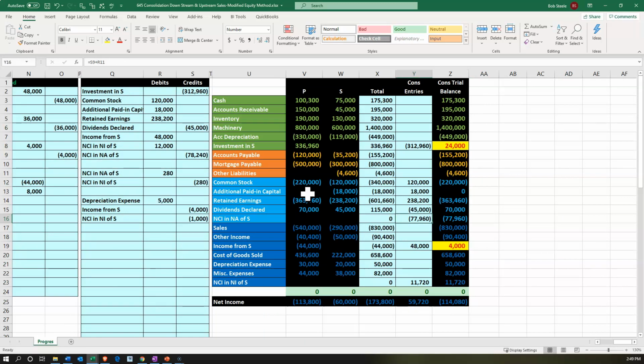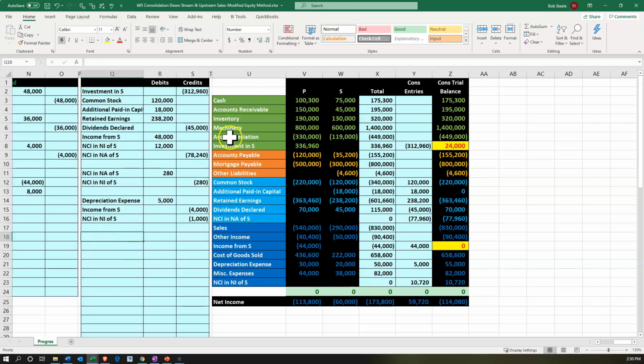So there's depreciation here. And then the income from S, I'm going to say F2 plus F2. And then the non-controlling interest, F2 plus F2, that 1,000. Okay, next one we've seen before as well.